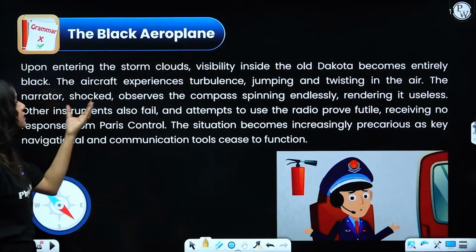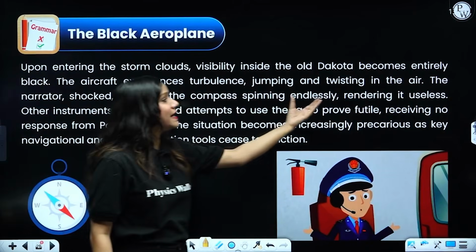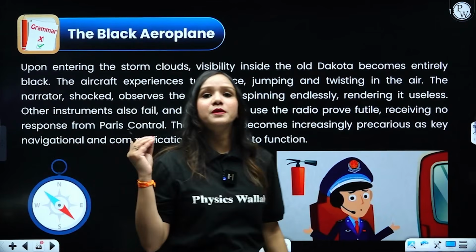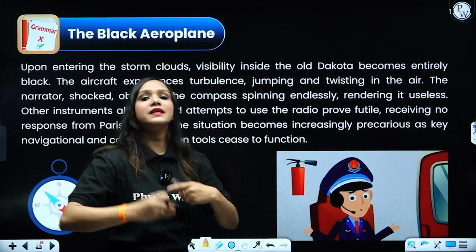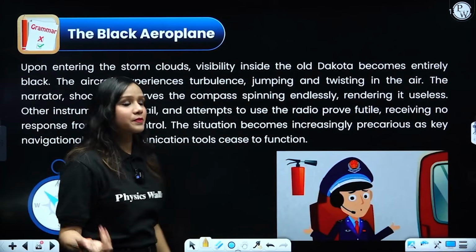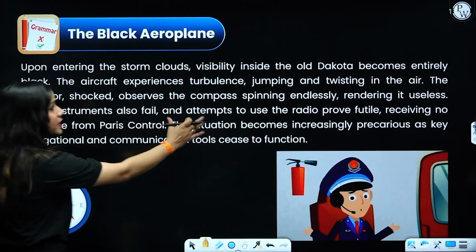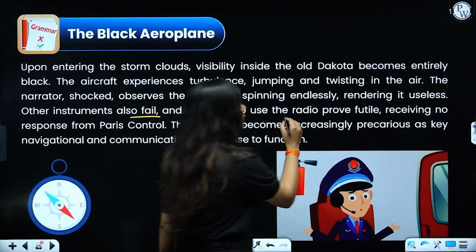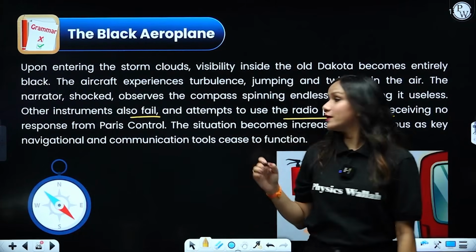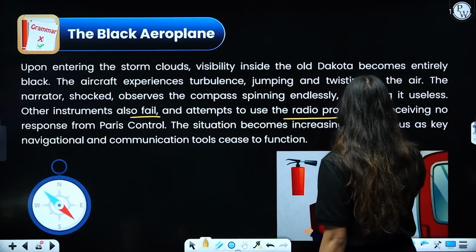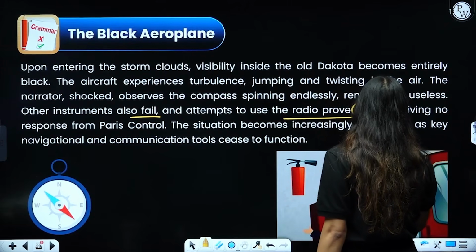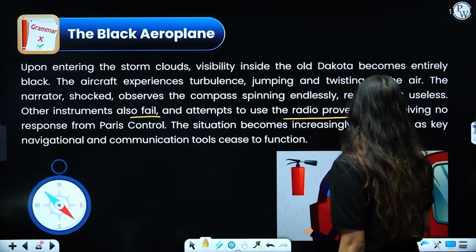The narrator, shocked, observes the compass spinning endlessly. What did I just tell you? The compass was the first thing that stopped. All of a sudden, the needle went around and around in circles, and then it stopped working, rendering it useless. Other instruments also failed, and attempts to use the radio proved futile. Futile also means useless because it also stopped working. You should know these vocabulary words and understand the meaning as well.